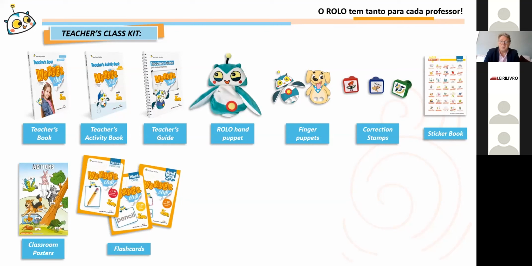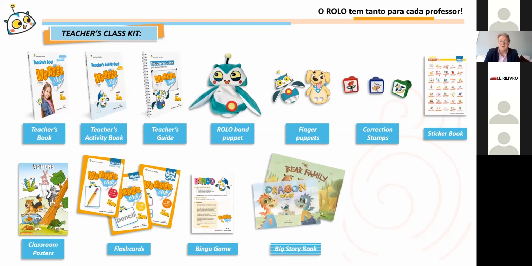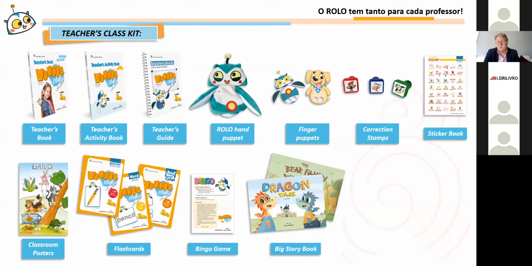You have boxes of flashcards, which are really useful, obviously, for eliciting and practicing vocabulary and spelling. You have bingo games, and we'll look at those in some detail as well. Very inclusive, different types of cards that the children can use, some picture-based, some not picture-based. You have big story books. So there are two of those, which include a number of different tales.